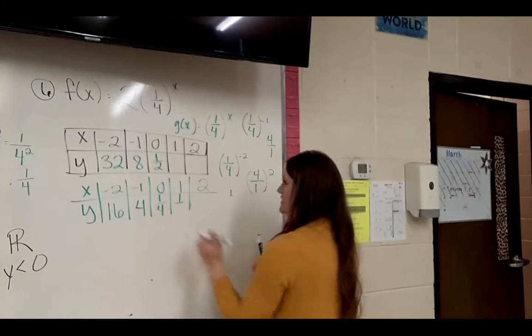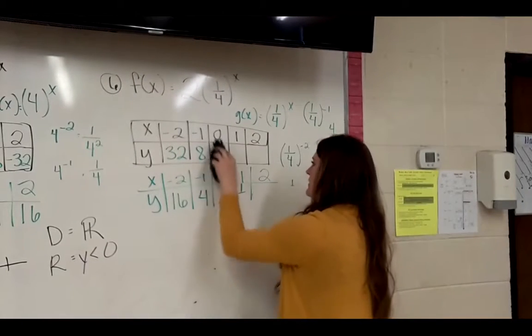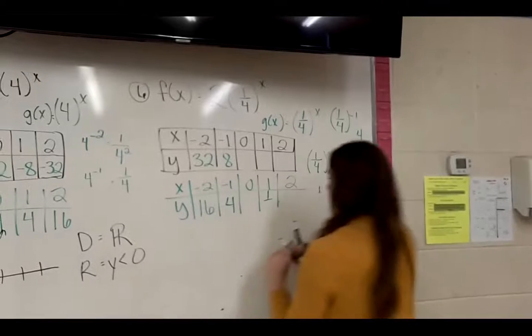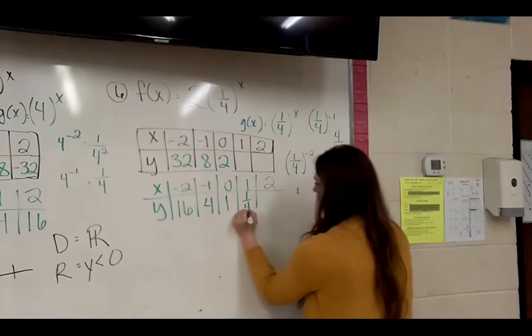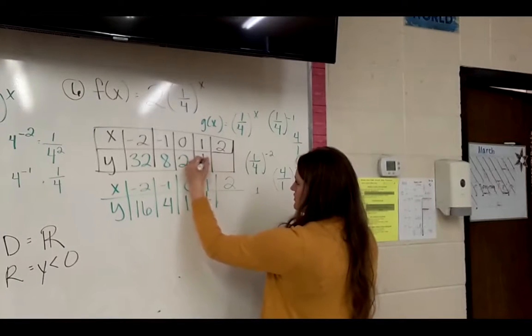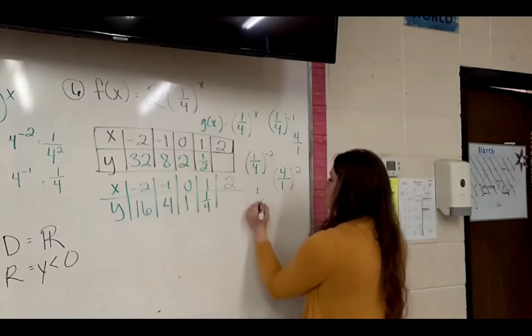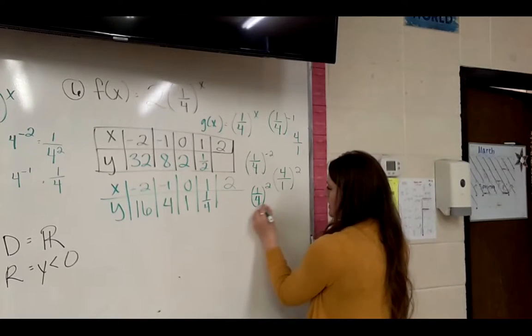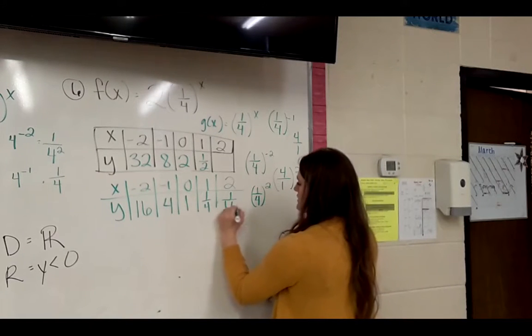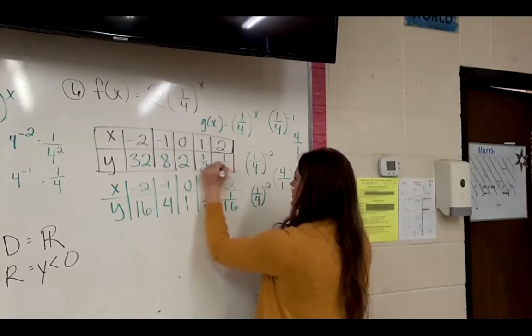Oh, good grief, I realized I did that wrong. I hope y'all caught that by this point. 1 over 4 to the 0 is just 1. 1 times 2 is 2, because this one is 1 over 4 times 2 is 1/2. And then the last one, 1 over 4 to the second. 1 squared is 1, 4 squared is 16, so 1 over 16 times 2 is 1 over 8.